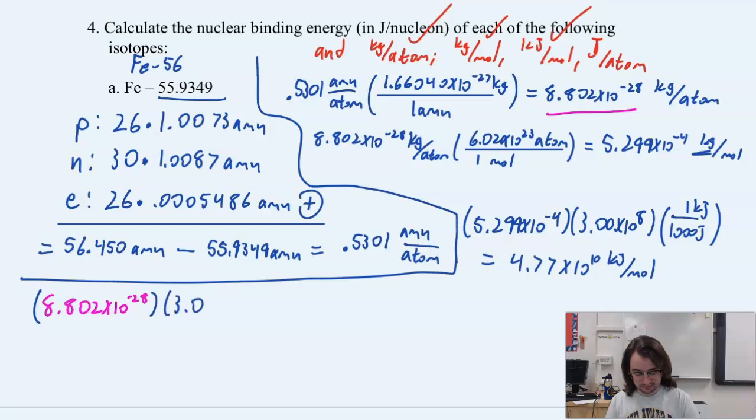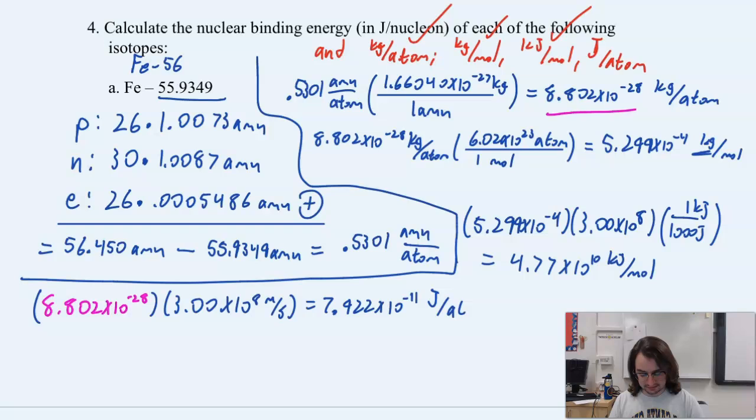So that's 3.00 times 10 to the 8th. This time I don't have to actually convert anything. I don't need to get out of joules. So this is going to give me an answer in joules, which is what I want, 7.922 times 10 to the negative 11th. And that's joules per atom. This is the amount of energy per atom, which is great. I'm at joules per atom, and the reason I got into joules per atom is because that puts me within striking distance of joules per nucleon, which was my original thing.